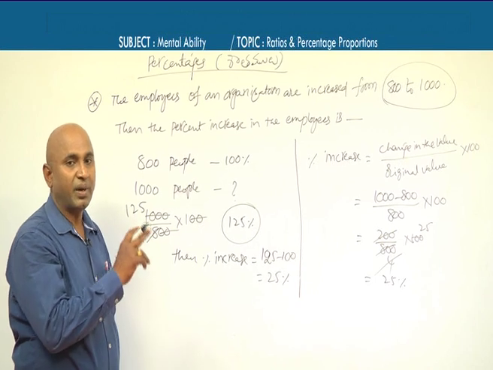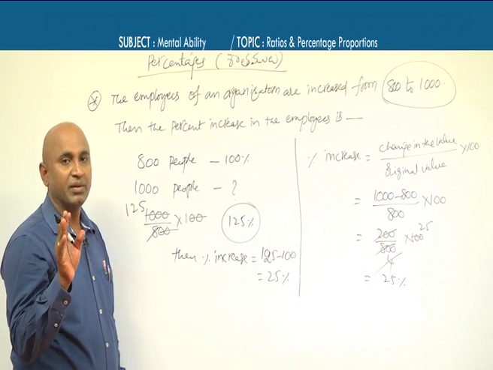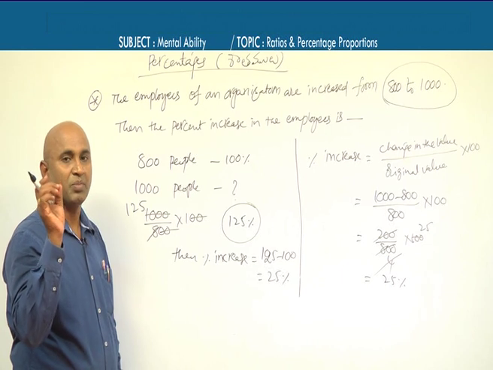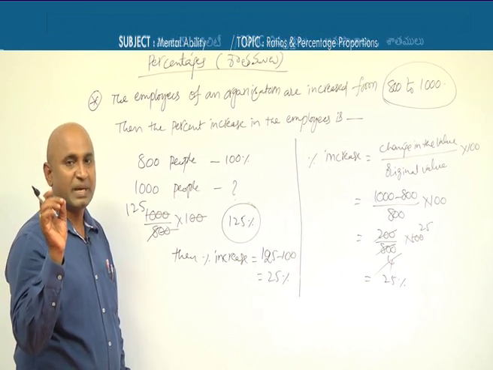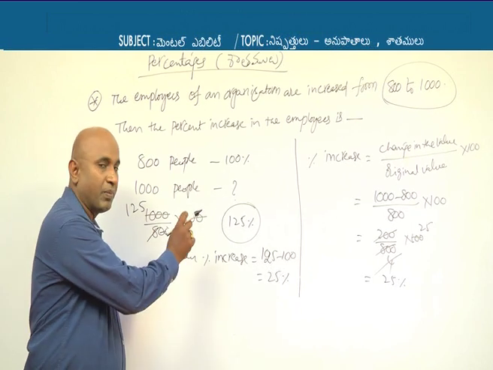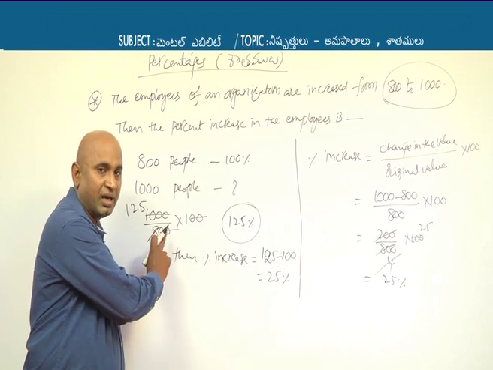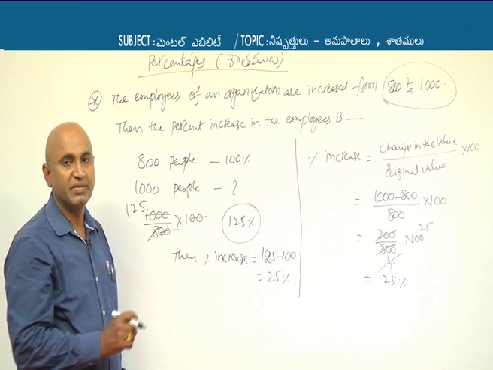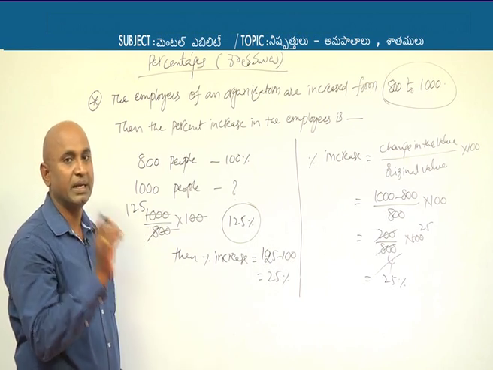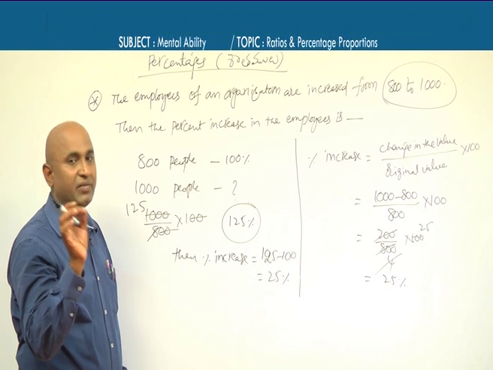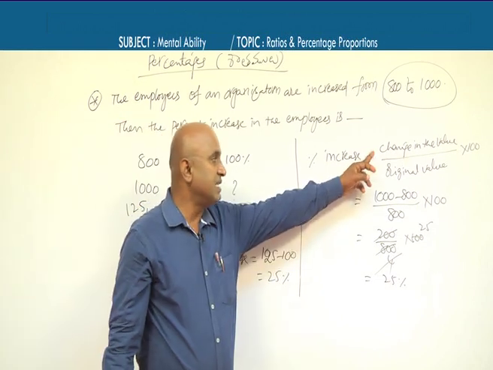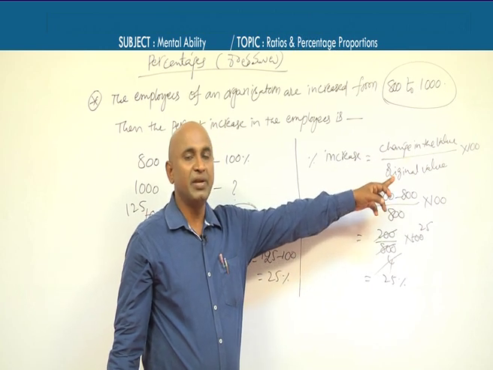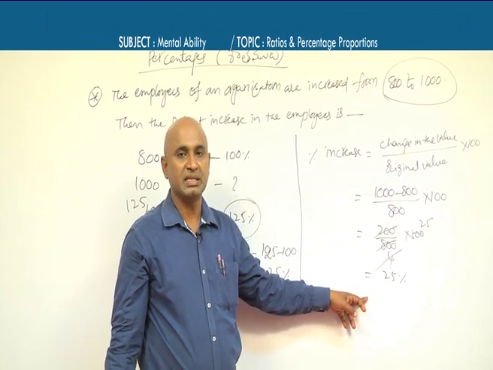This is the most important formula to remember. Why? Because most of the problems in data analysis, if they are given with respect to percentages, must be based only on this concept. That is why it is the important formula to remember. Percentage change, either decrease or increase, is equal to change in the value by original value into 100.